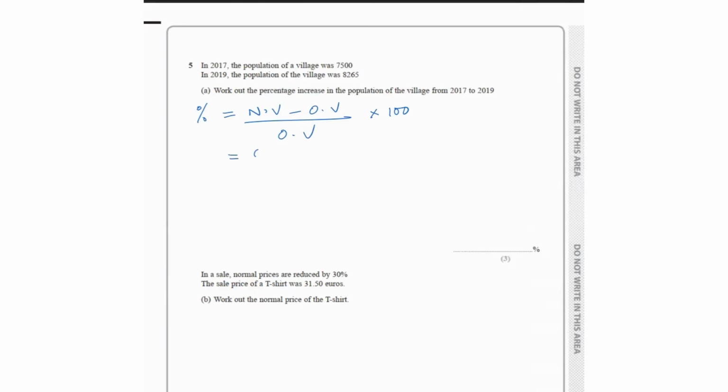So new value is 8,265 minus 7,500 divided by 7,500 times 100. Then just put this in the calculator. That's 10.2%. That is your percentage increase.